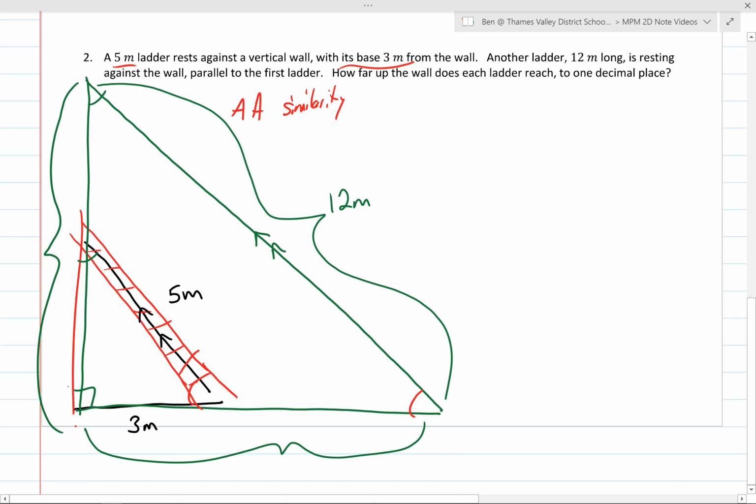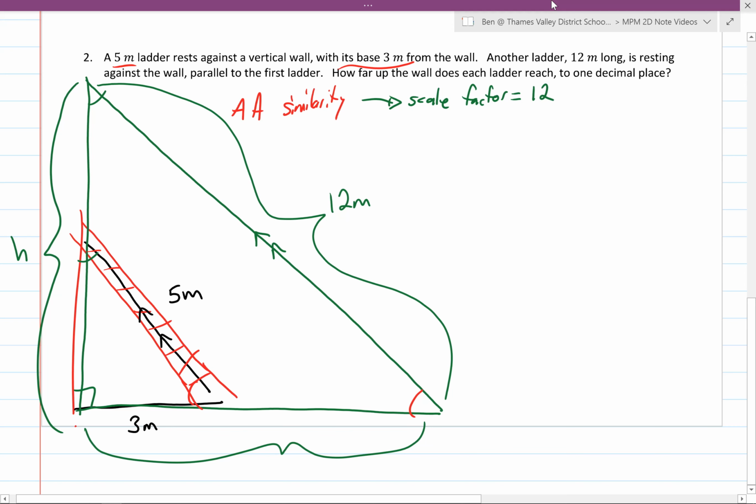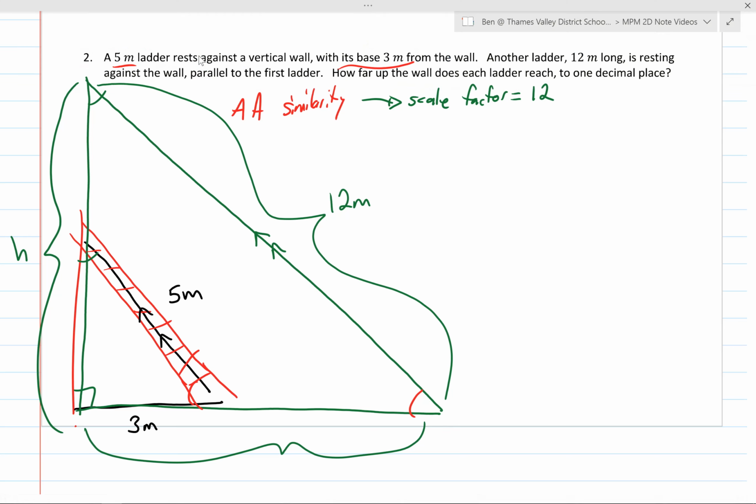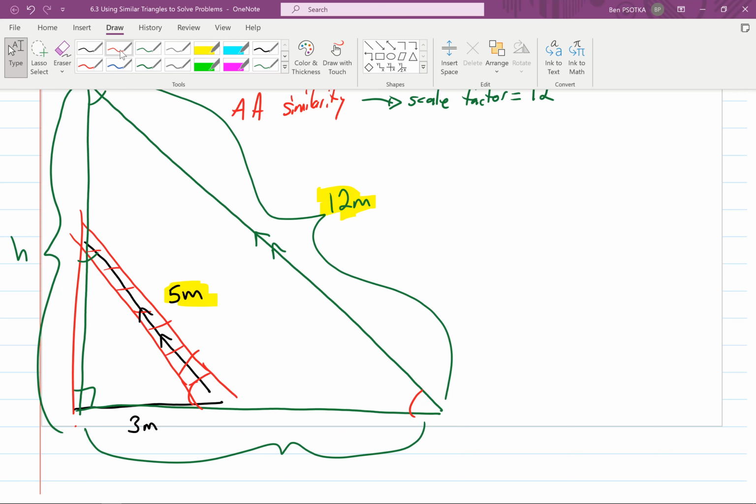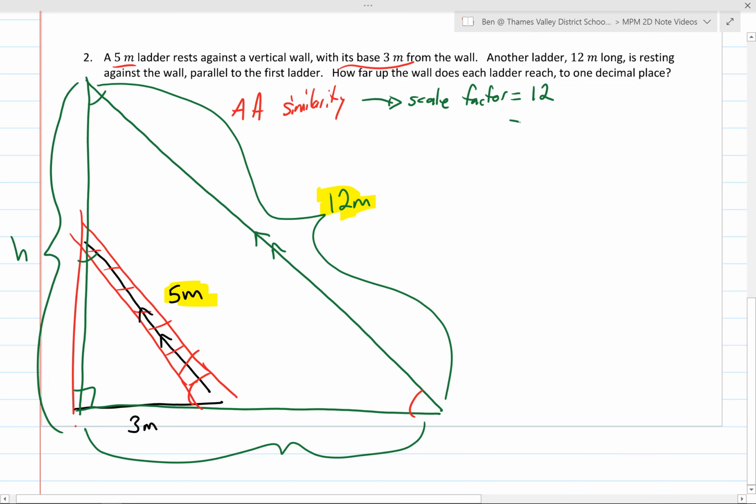I assume we're working in meters here. So we'll call this H, and that's what we need to find. Well, since they're similar, we can find our scale factor, and we'll go with the big triangle's side that is 12, right? We see our similar sides as the hypotenuses here. Scale factor is 12 divided by 5. Fantastic.